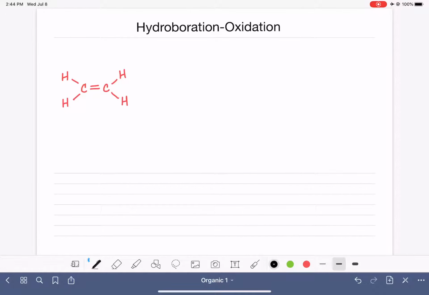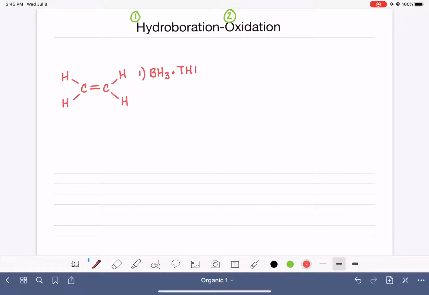Hydroboration-oxidation is an alkene addition reaction. This is a two-step reaction, very much like oxymercuration, demercuration. In the first step of this reaction, we will react our alkene with a reagent called borane.